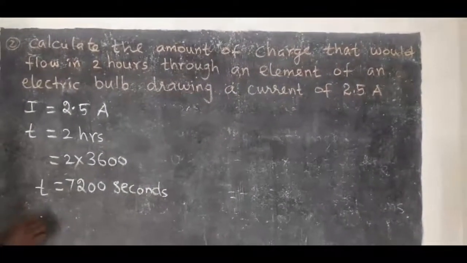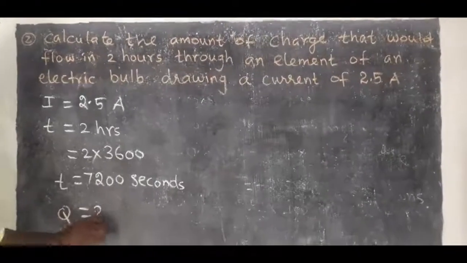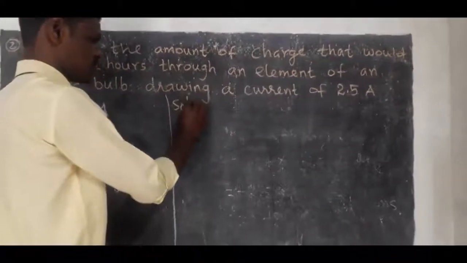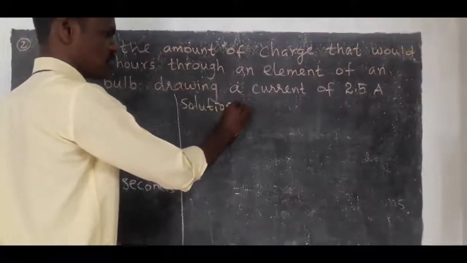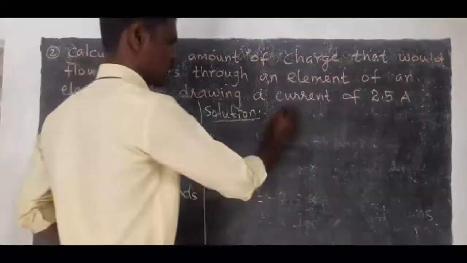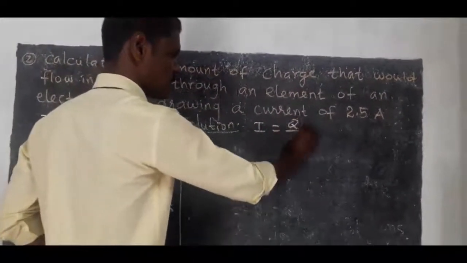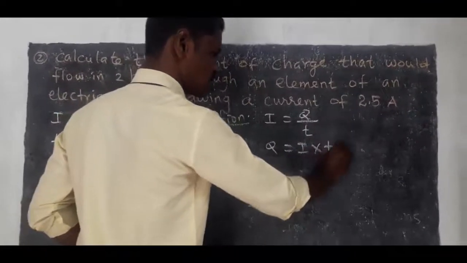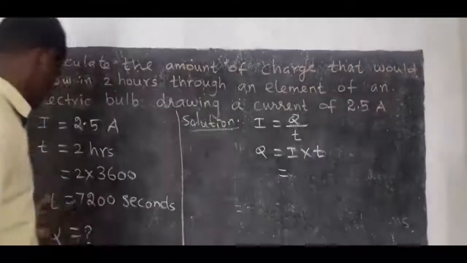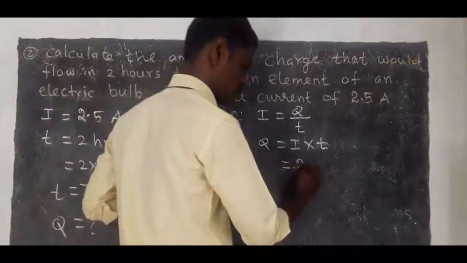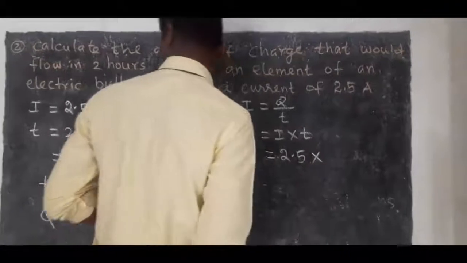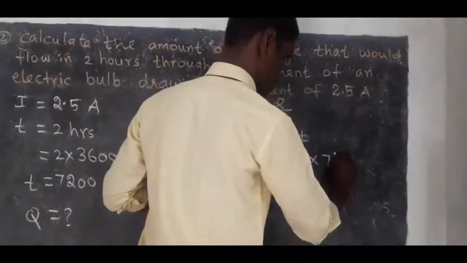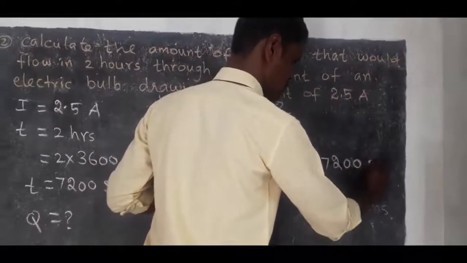Now we are going to find out the Q. What is Q? Now the solution: as we know the formula, I is equal to Q by T. Now Q is equal to I into T. What is the I? I is equal to 2.5, and what is the time? Time is equal to 7200 seconds.